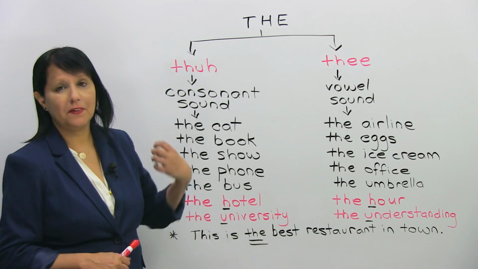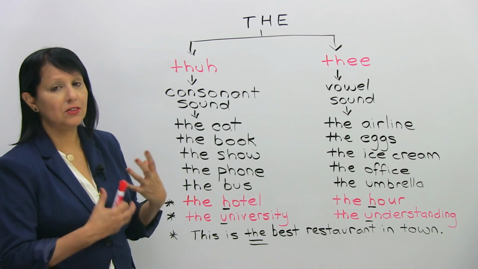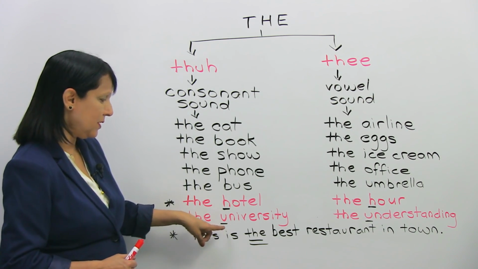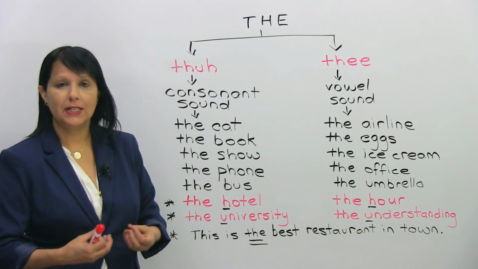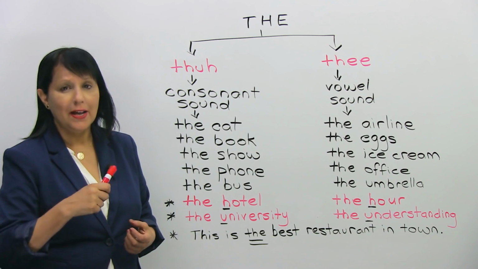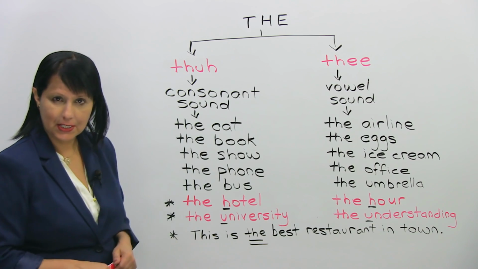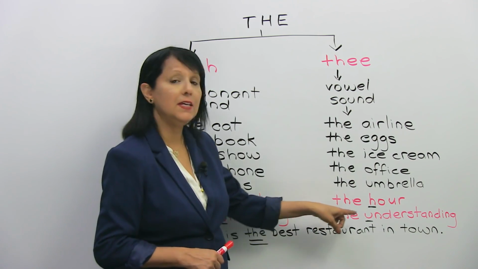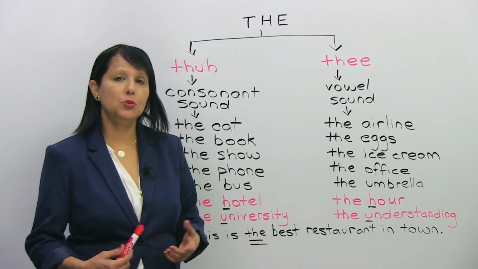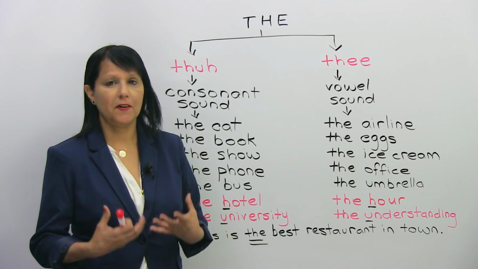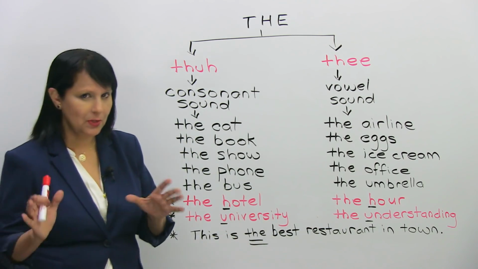And sometimes a vowel doesn't sound like a vowel. Sometimes a vowel sounds like a consonant. For example, in this word, university. Even though it starts with a U, it sounds like a Y. So we would say the university, but we would say the understanding. Because here in the word understanding, the U sounds like a, which is a vowel sound. So you have to keep those exceptions in mind also a little bit.